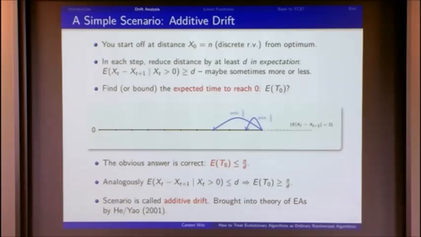So if you know that your progress from time t to time t plus 1 is bounded from above by d, then the expected time to reach 0 is at least n over d. Then you have a lower bound. This is actually a rather old result from stochastic processes, going back to Wald's inequality, but it was not used in evolutionary algorithms in this sense before 2001. And this is one of the major things that you would use to analyze such simple evolutionary algorithms.